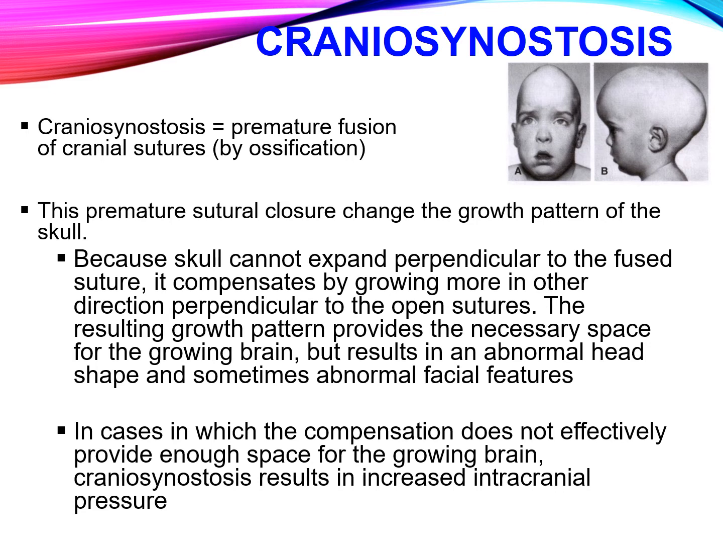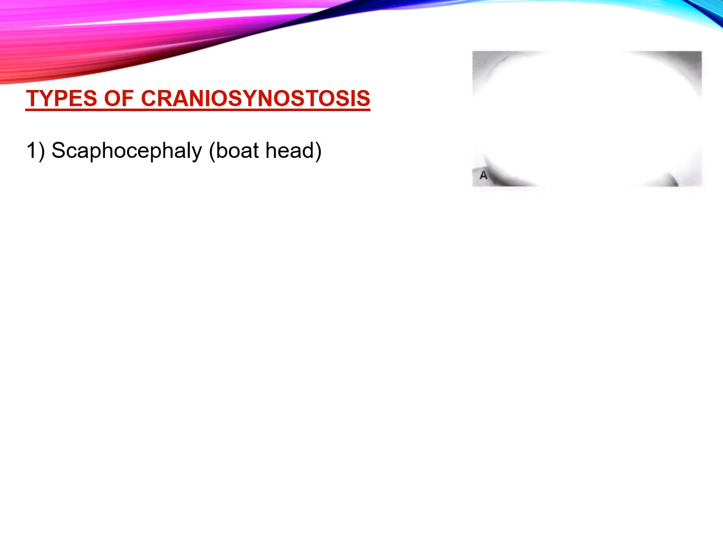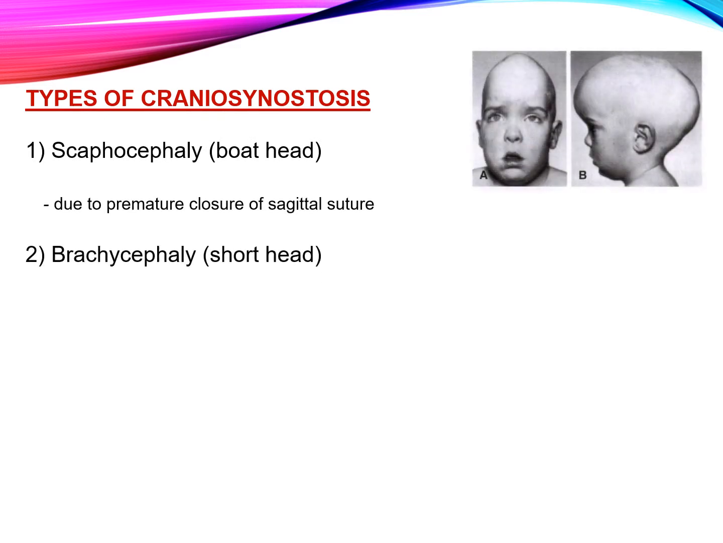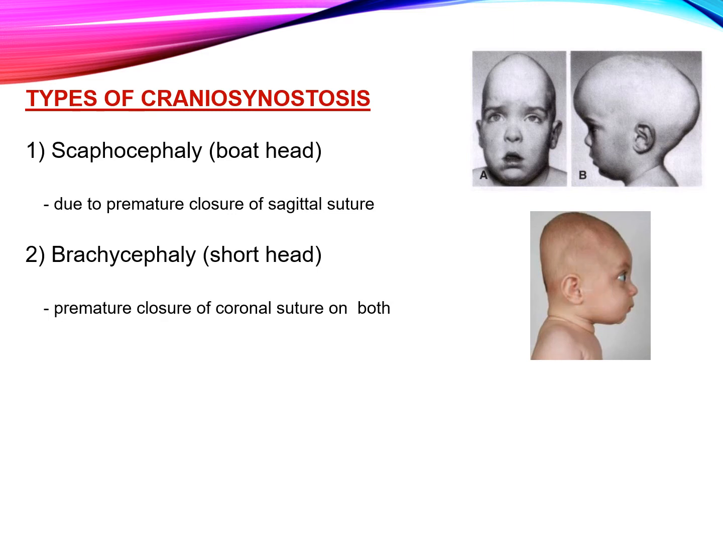In cases in which the compensation does not effectively provide enough space for the growing brain, craniosynostosis results in increased intracranial pressure, which is again a dangerous condition. The types of craniosynostosis. Scaphocephaly, which is a boat-shaped head, occurs due to the premature closure of the sagittal suture. Brachycephaly, a short head, occurs due to the premature closure of the coronal suture on both sides bilaterally.